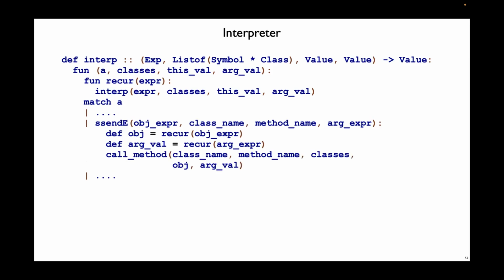We use the class name that's from the static send to do the lookup, and that will give us a body to interpret in the context of obj, the object, and the argument value. The thing that makes sSend a static send is that we can figure out which method it is without depending on the object. We only need the class name, and since the class name is known statically, we could do this lookup ahead of time.